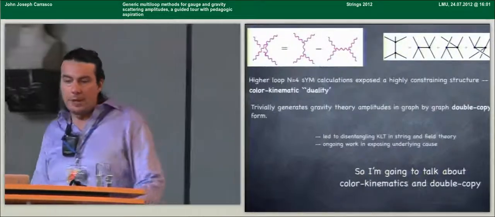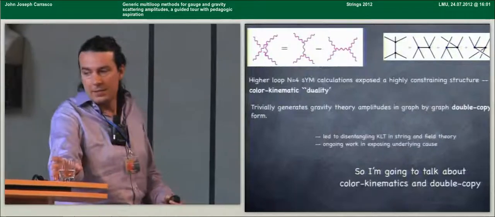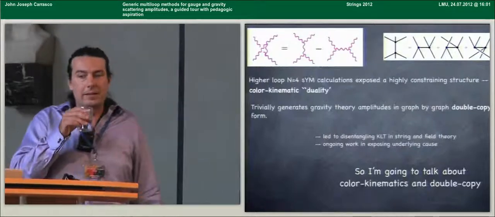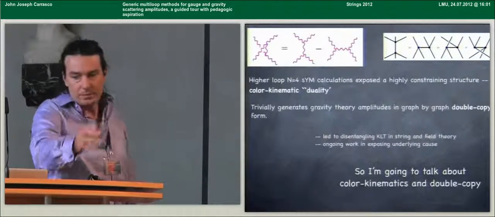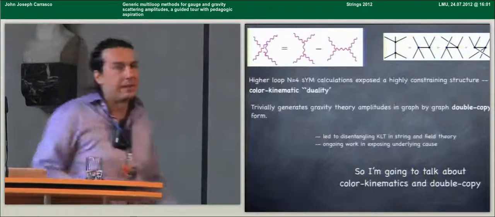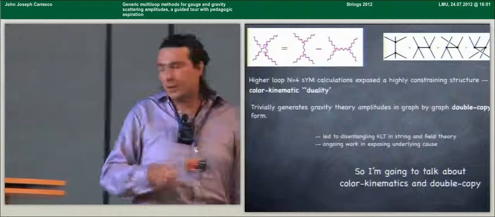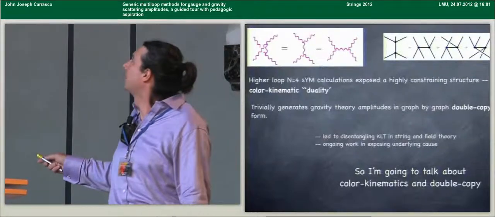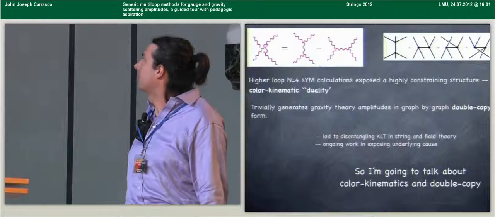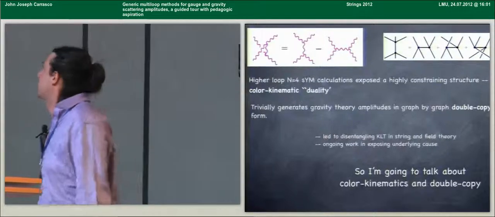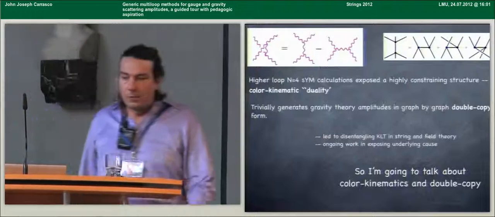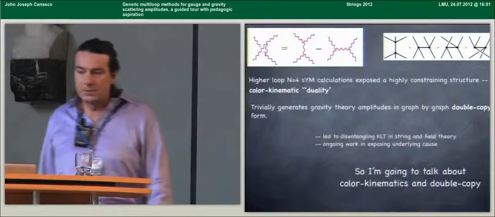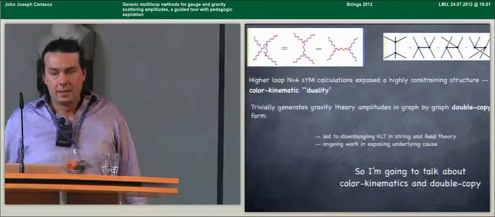So these higher loop N equals 4 super Yang-Mills calculations exposed a highly constraining structure, a color kinematic duality. It trivially generates gravity theory amplitudes in a graph-by-graph way through a double copy of the kinematic weights. This has led to disentangling KLT in string and field theory and ongoing work in exposing the underlying cause. So I'm going to be talking about color kinematics and double copy.